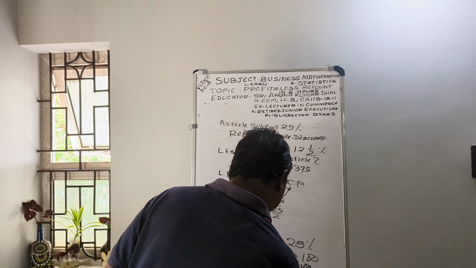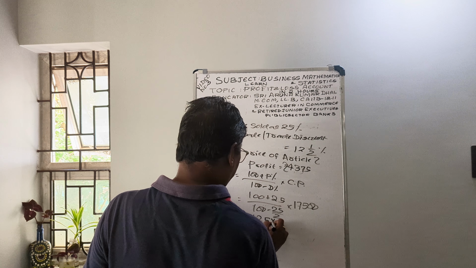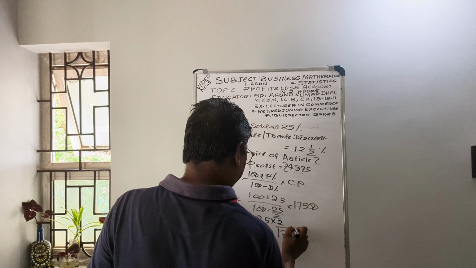You have to remember the formula. This is 125. This is 200 minus 175 by 2, into 170, 5 into 17,500. So it is 100. Then 250 into 100. So the answer is 25,000, the list price of the article. That we also can prove.